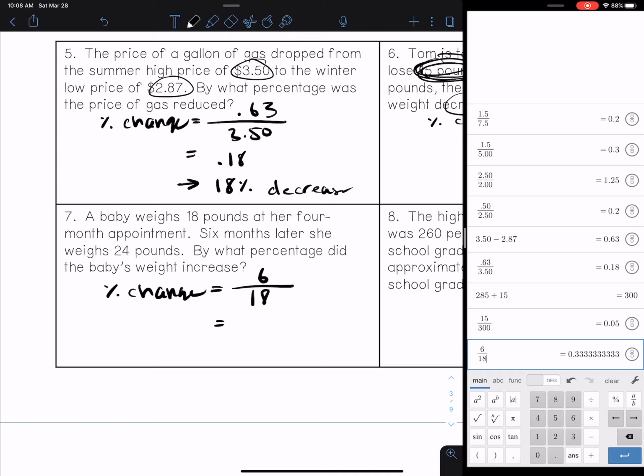We get 0.3333333333. I'm going to do one more 3. Write that as a percentage. So move the decimal to the right twice. We get 33.3%. Increase or decrease? Increase. All right, that was number 7.